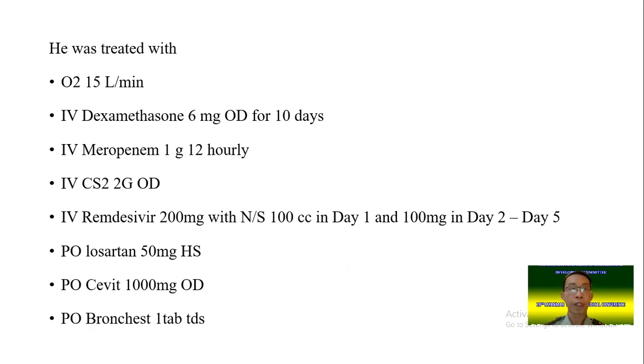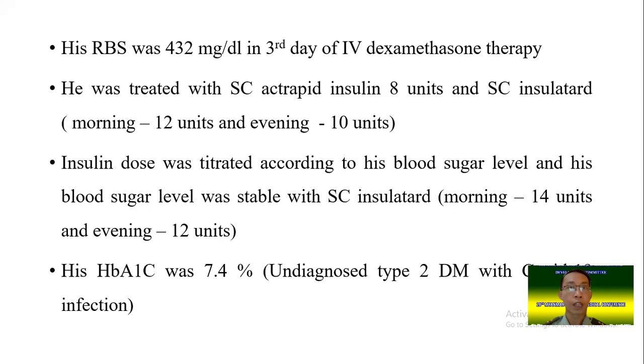normal. He was treated with high dose oxygen therapy, IV dexamethasone, meropenem, remdesivir, and other supportive measures. On the day of the IV dexamethasone therapy, his RBS was high up to 432 mg per deciliter, so he was treated with SC insulin, 8 units stat, and SC insulin morning 12 and evening 10 units. Insulin dose was titrated according to his blood sugar level, and his blood sugar level was stable with SC insulin at morning 14 and evening 12 units.